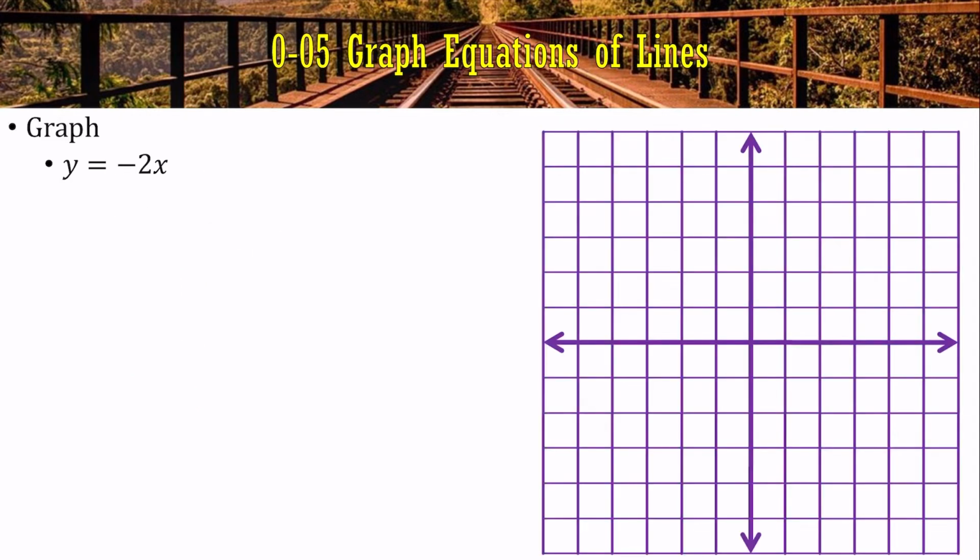So let's try graphing y equals negative 2x. If I compare this to y equals mx plus b, you can see that our slope is negative 2, and our b is, well, it's not there, so it's 0. So start at the 0, and our slope is negative 2, or negative 2 over 1. So I'm going to go down 2 and 1 to the right. And we could do that again.